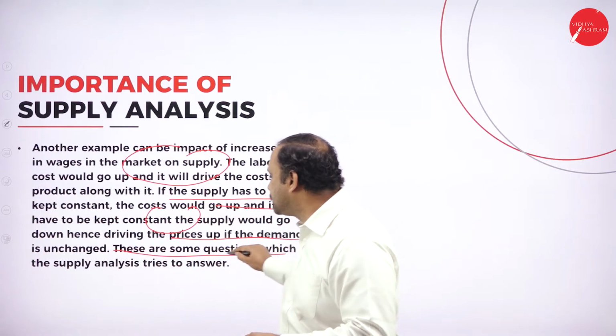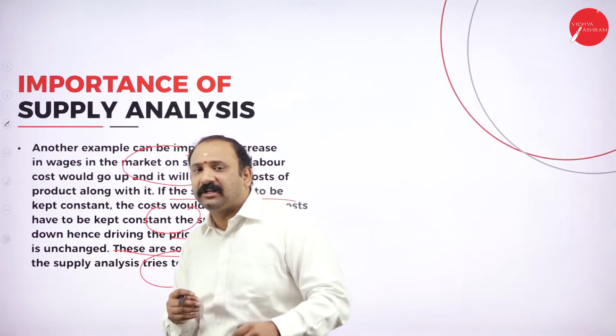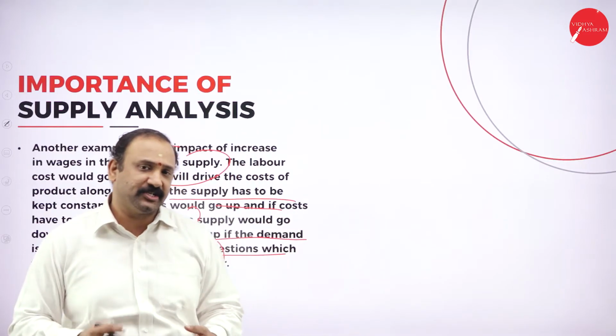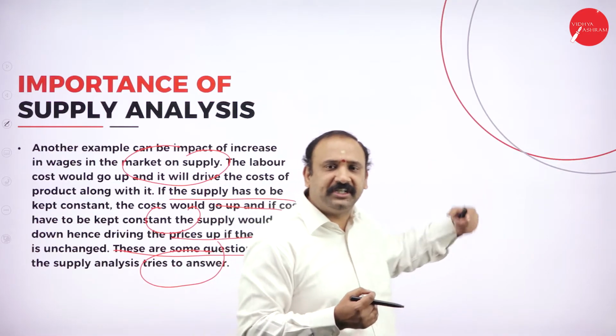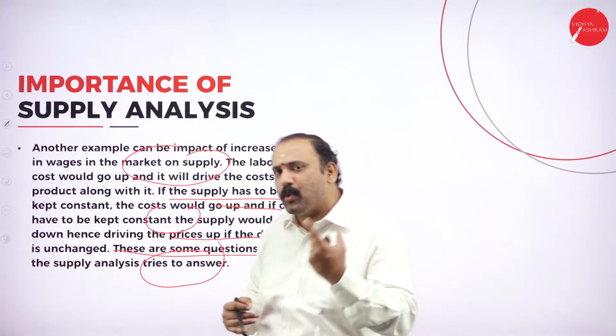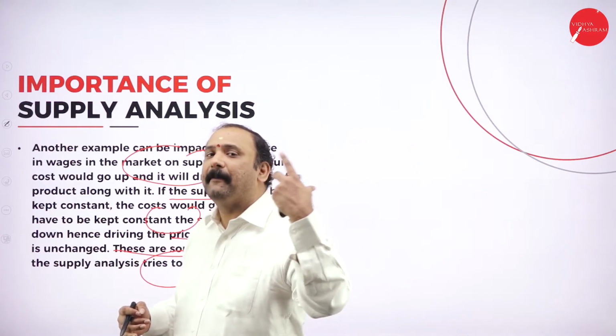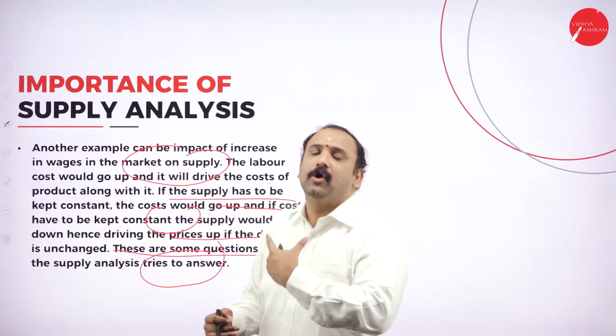These are some of the questions which supply analysis tries to answer. Supply cannot remain a constant factor. So what supply tries to do is that it tries to go up with technology, it tries to go up with the input prices. They try to do a mix and match to understand which can be a better option altogether, which can be a better solution altogether.